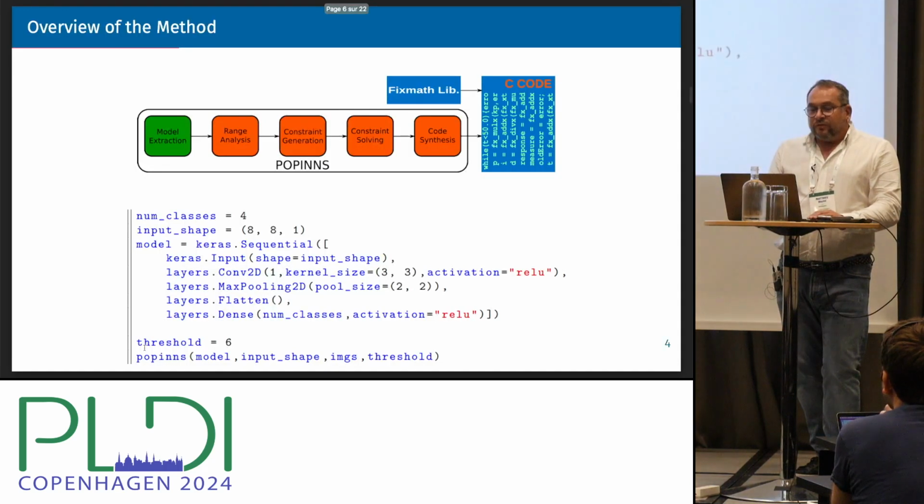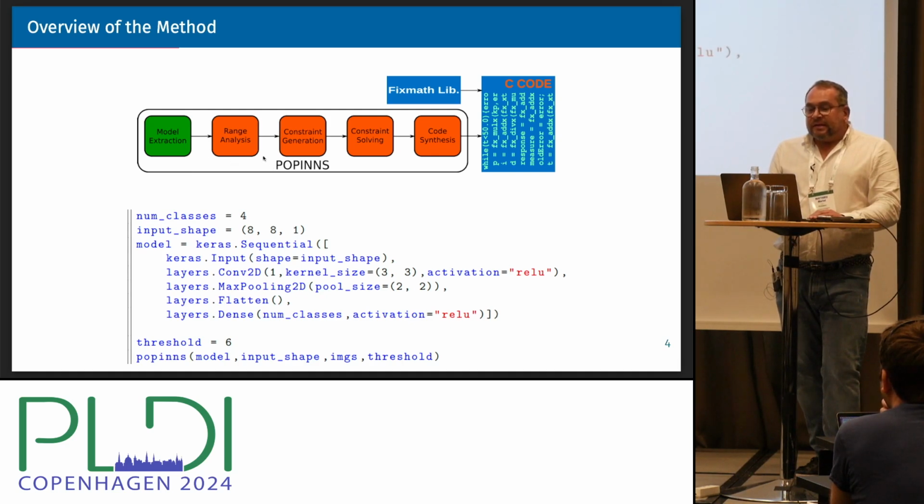To give you an overview, it's done inside a tool called Popix. There are 5 main steps in this tool. First, we take a TensorFlow model and we extract it. We make our own intermediary representation. We extract the weights and so on.